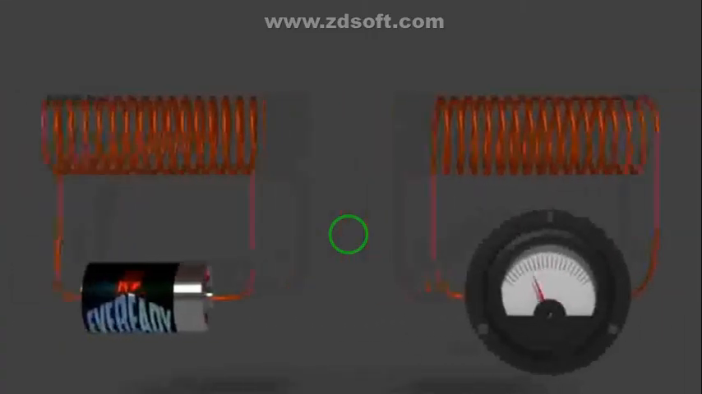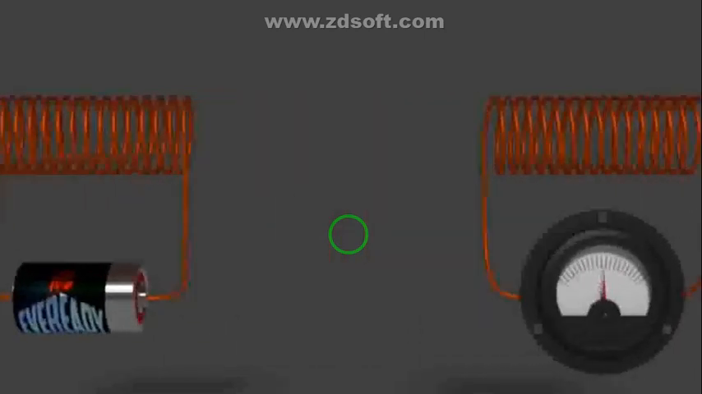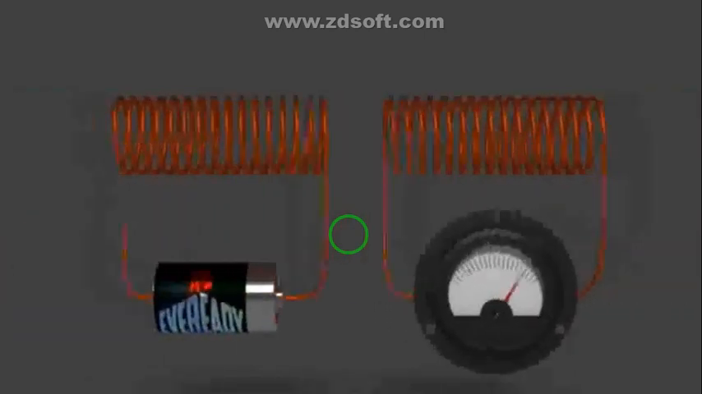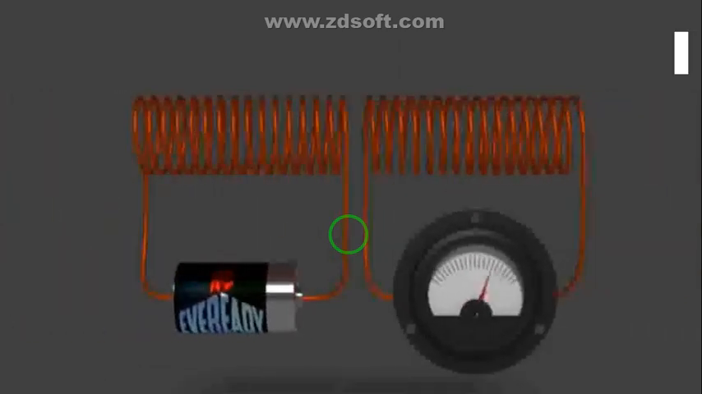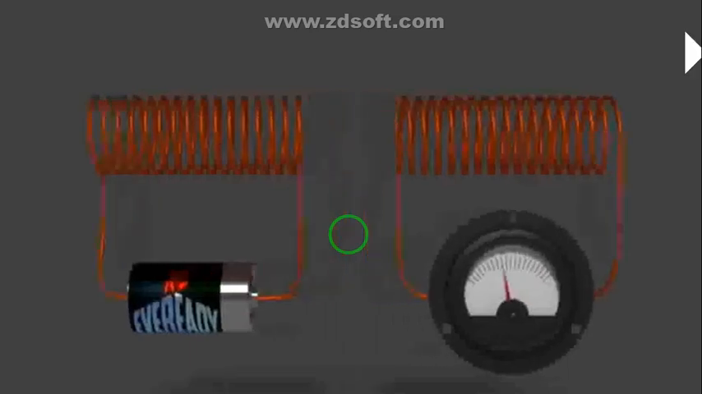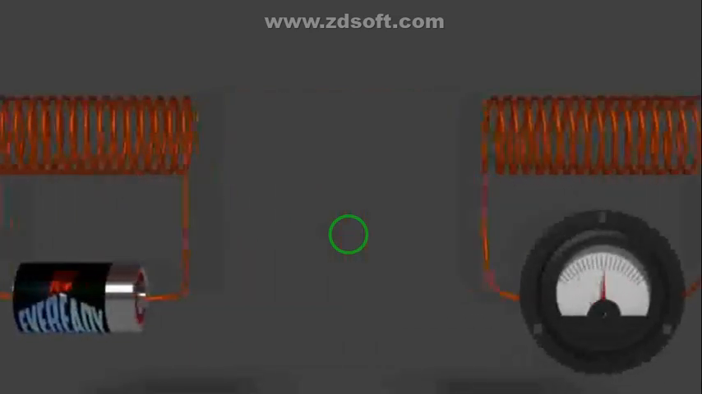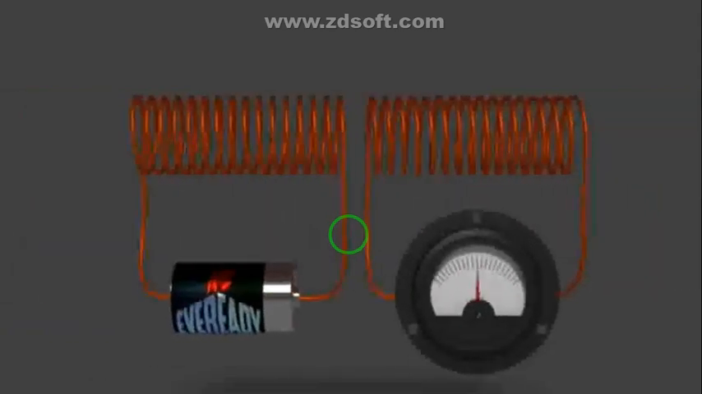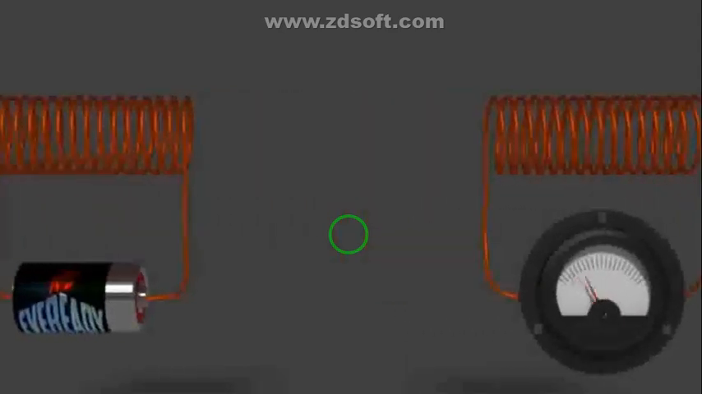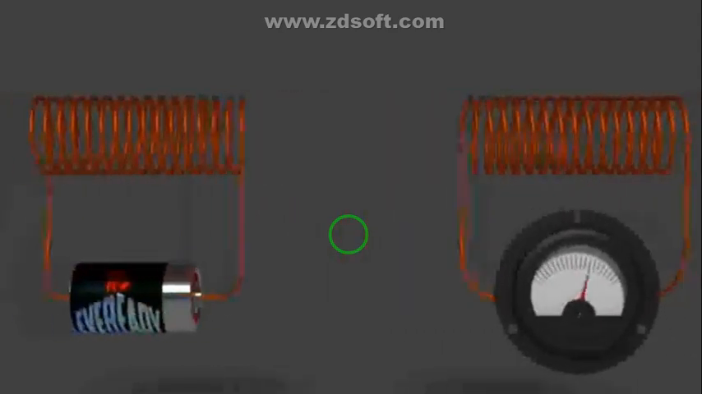From this we can conclude that the induced EMF in the coil mainly depends upon the rate of change of flux linkages, and the polarity of the EMF also depends upon this. That means whether the coils are moving away or moving inside to come closer. See this movement. When they come closer, the pointer indicates in one direction. When they go away, the pointer indicates in the other direction.